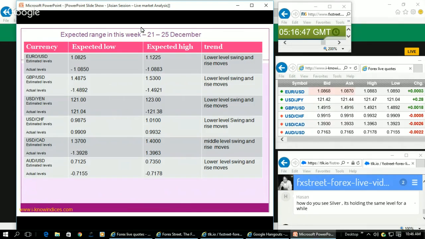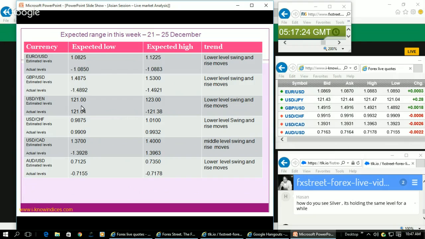Now coming to the expected range in which the currencies are expected to swing. Euro could swing from 1.0825 to 1.1225, and we could suddenly see that it breaches 1.1060, last week's high, and starts gaining levels to give a lot of surprise. And from the 1.4875 level, GBP is expected to gain quickly to 1.53 in order to change the market sentiment from bearish to bullish, so that the traders will go in for short covering.